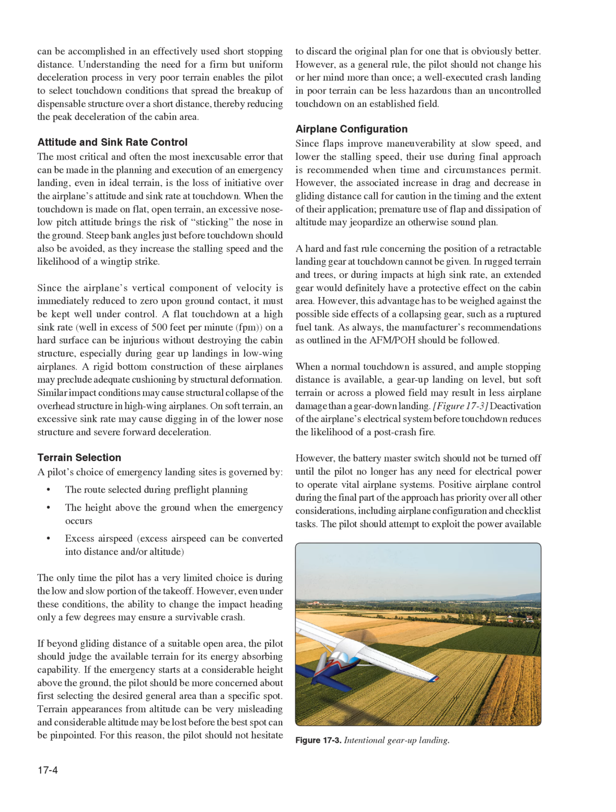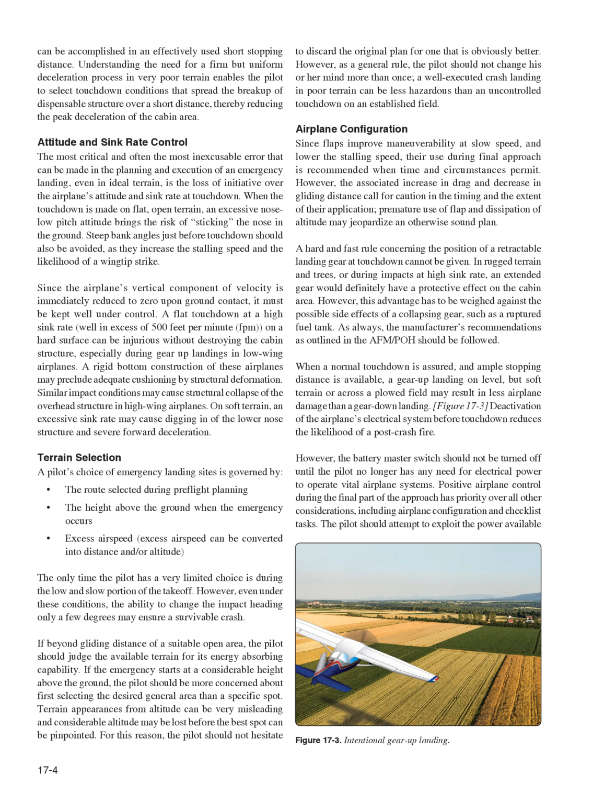Terrain selection. A pilot's choice of emergency landing sites is governed by the route selected during pre-flight planning, the height above the ground when the emergency occurs, and excess airspeed. Excess airspeed can be converted into distance and/or altitude. The only time the pilot has a very limited choice is during the low and slow portion of the takeoff. However, even under these conditions, the ability to change the impact heading only a few degrees may ensure a survivable crash. If beyond gliding distance of a suitable open area, the pilot should judge the available terrain for its energy-absorbing capability. If the emergency starts at a considerable height above the ground, the pilot should be more concerned about first selecting the desired general area than a specific spot.